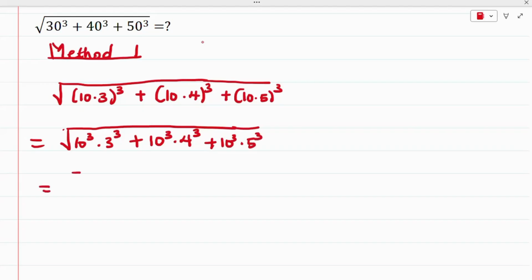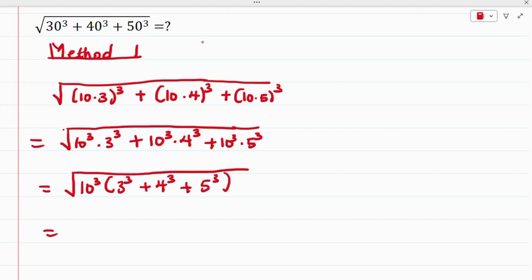So from here we have 10 raised to the power of 3 to be a common term, so we are going to factor out 10 raised to the power of 3, and if we factor this out, we are going to have 3 raised to the power of 3 plus 4 raised to the power of 3 plus 5 raised to the power of 3. So this is equal to the square root of 10 raised to the power of 3 times, 3 raised to the power of 3 is 27, plus 4 raised to the power of 3 is 64, plus 5 raised to the power of 3 is 125.